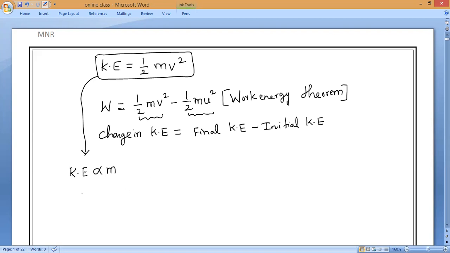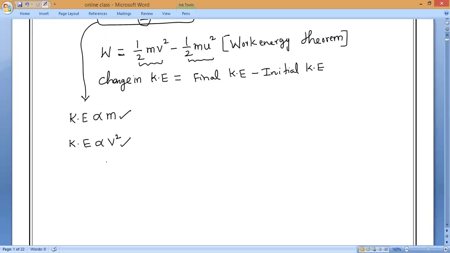Same way, kinetic energy is directly proportional to velocity square. Is it right or wrong? Anyhow, half is a constant. Now you check it. Kinetic energy is directly proportional to mass. Kinetic energy is directly proportional to the square of velocity, or velocity square. Is it right or wrong, guys? Yes, sir. One full day we discussed only these two things.